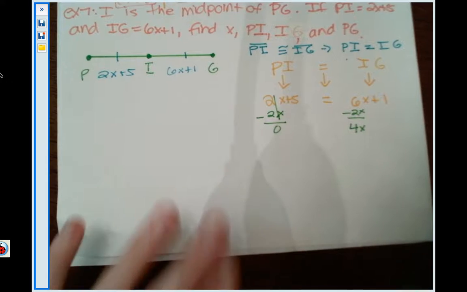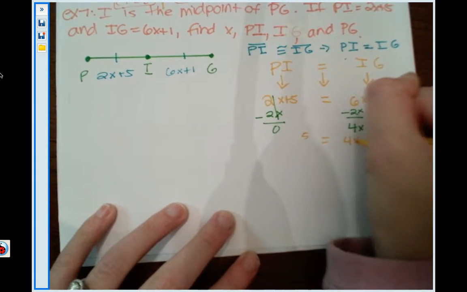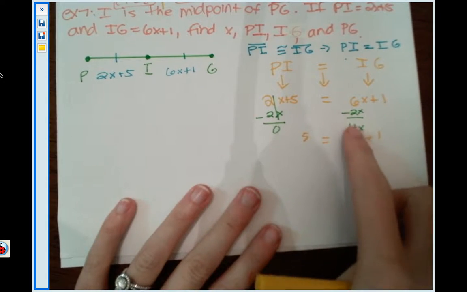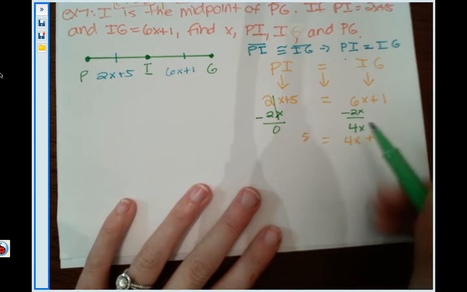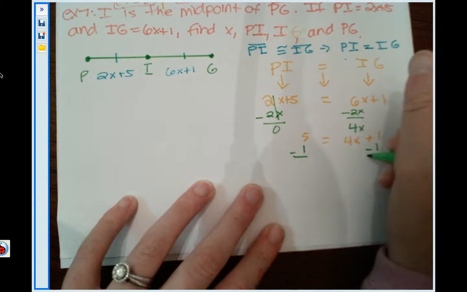Okay, so what I'm left with is 5 equals 4x plus 1. Alright guys, now that my x is on one side, I need to bring everything else to the other side. So the way I bring a positive 1 to the other side is by subtracting it on both sides.